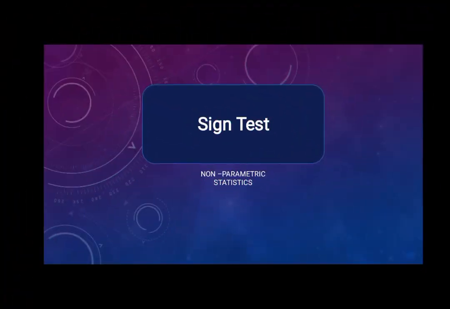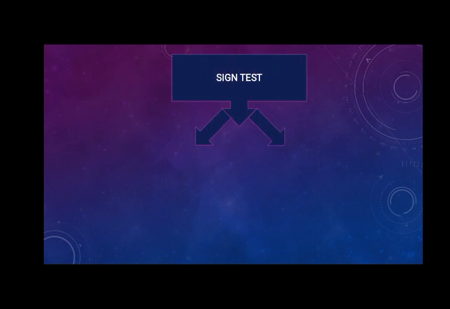Sign test of non-parametric statistics. Objective: test hypothesis using the sign test. The sign test was divided into two categories: the single sample sign test and the paired sample sign test.